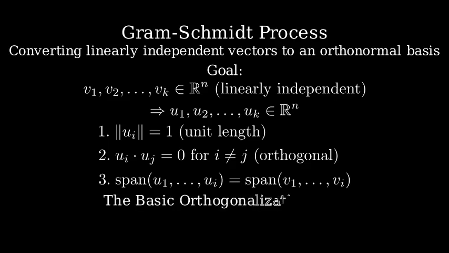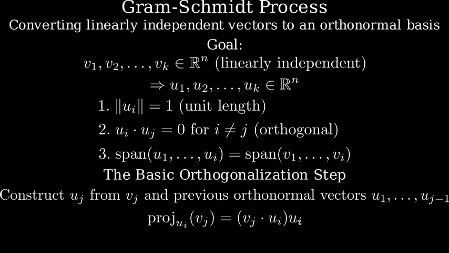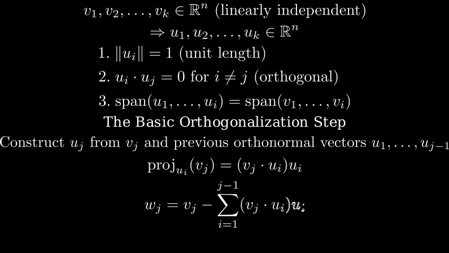Now, let's understand the basic orthogonalization step. Suppose we've already constructed orthonormal vectors u_1 through u_{j-1}. To form u_j, we need to make it orthogonal to all previous vectors. First, we project v_j onto each previous u_i using the formula: proj_{u_i} v_j equals (v_j dot u_i) times u_i. Next, we subtract all these projections from v_j to get a vector w_j that's orthogonal to all the previous u vectors.